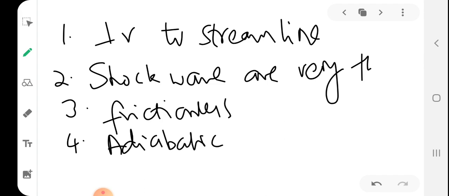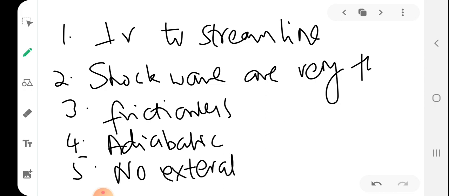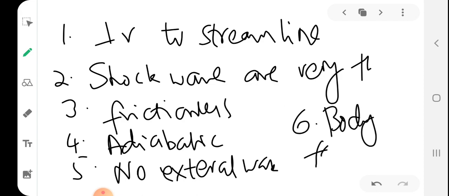So while taking the energy equation, we can neglect that q, heat transfer. And fifth one is no external work. And sixth one is body force is negligible. So these are the characteristics or the assumptions that are being used while deriving the equations for normal shock wave.